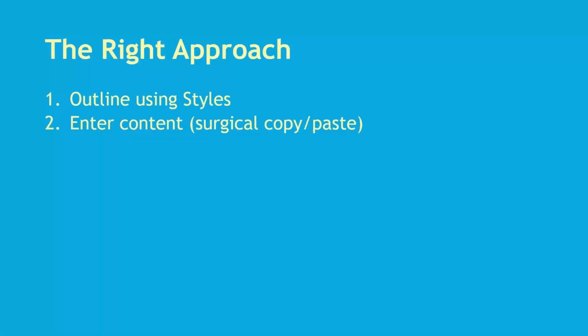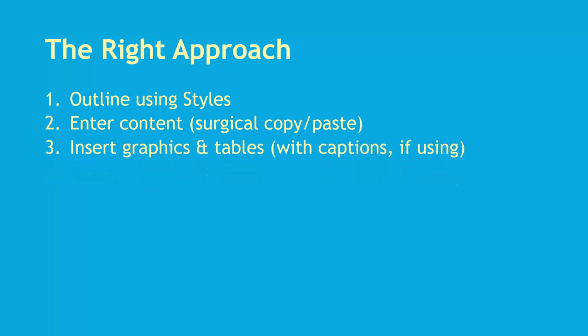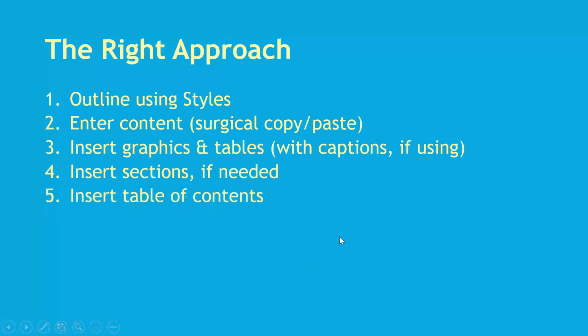So again, to go through what the classic approach is, you would create an outline, you would then enter your content or surgically copy and paste it. You can still do that even with what we're doing today. So knowing that you're beginning with content that exists already, then you're going to put your graphics and tables in. Then after all of that, if you need a section break, you can do your sections. You don't want to do that before. Once you have all that in and all the pages are where you think they're going to be, then you can do a table of contents.